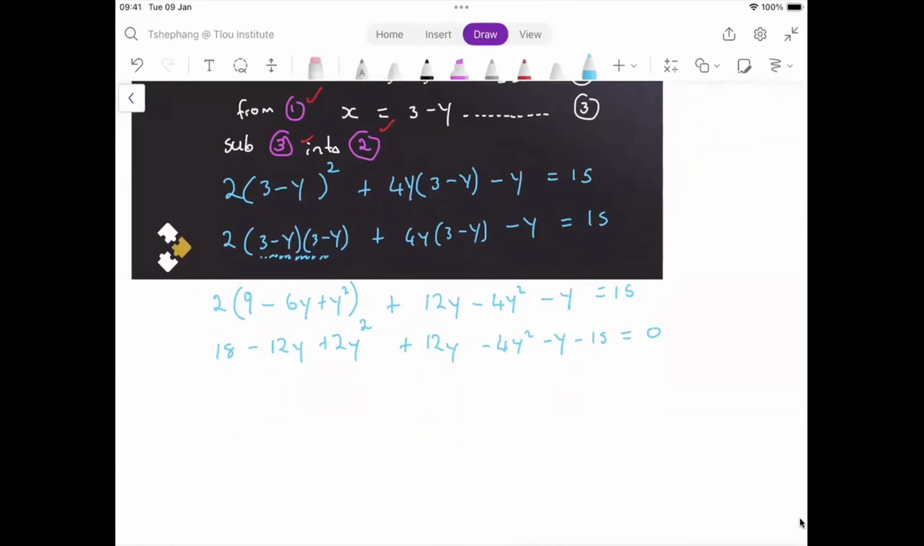Are there any like terms? They should be. This and that, I'm going to have negative 2y squared. So I'm done with these two. Anything else? Negative 12y plus 12y. These two subtract each other out. Then what am I left with? I'm left with a negative y.